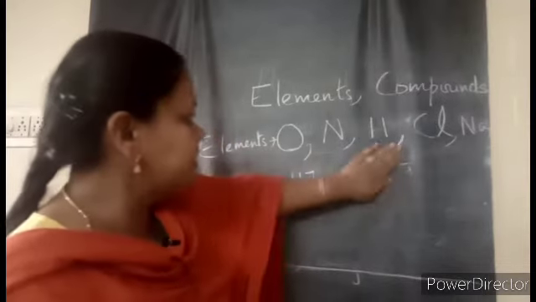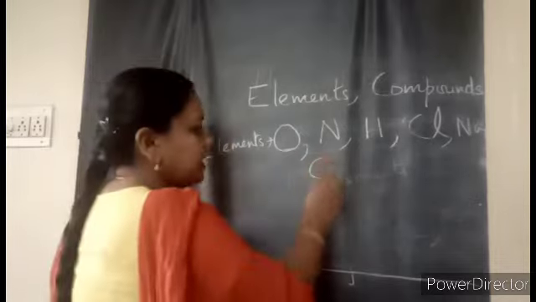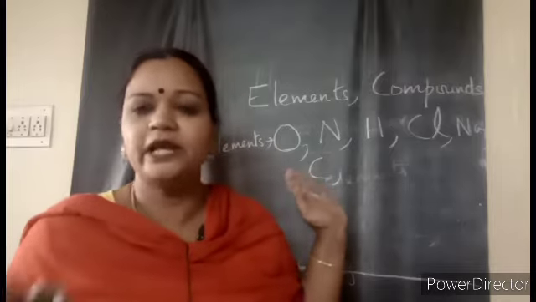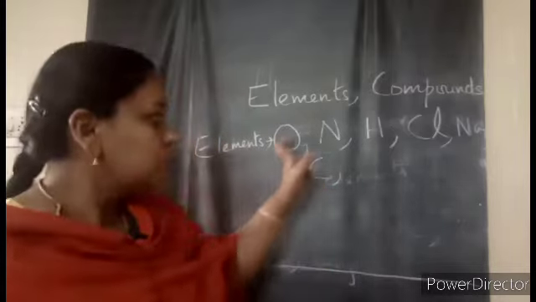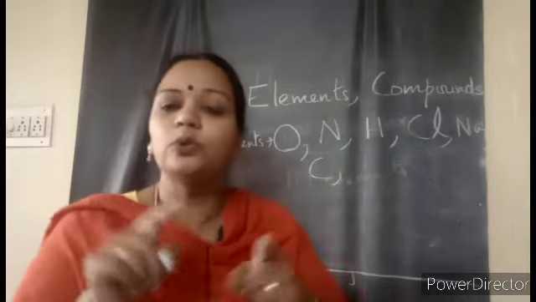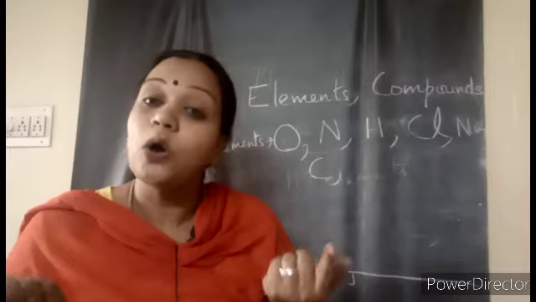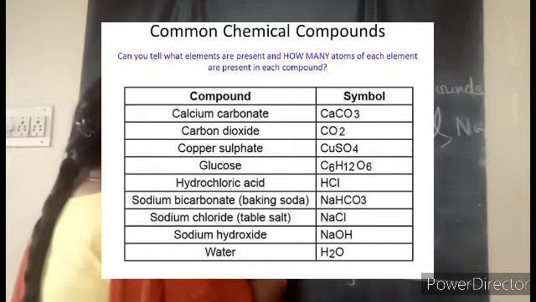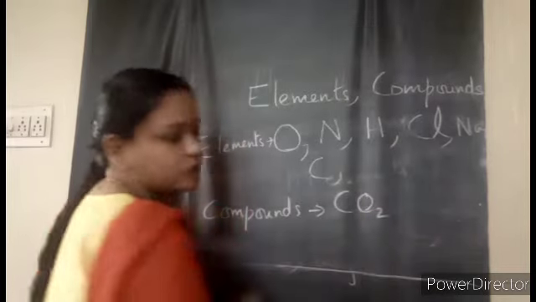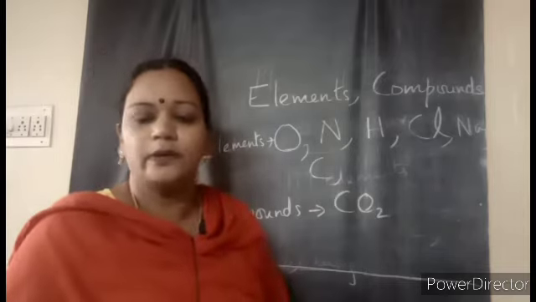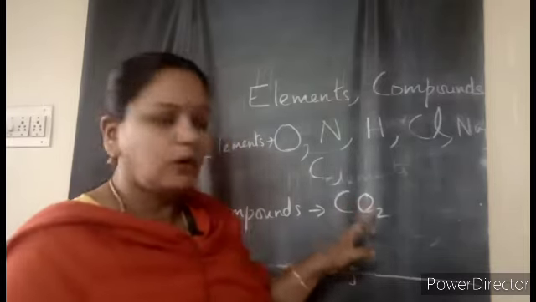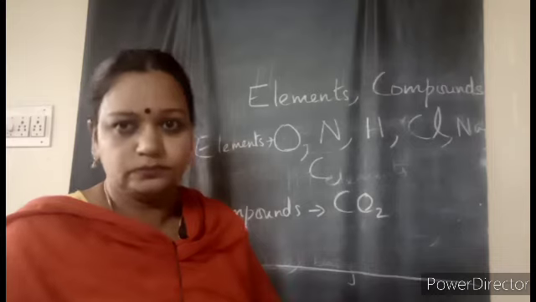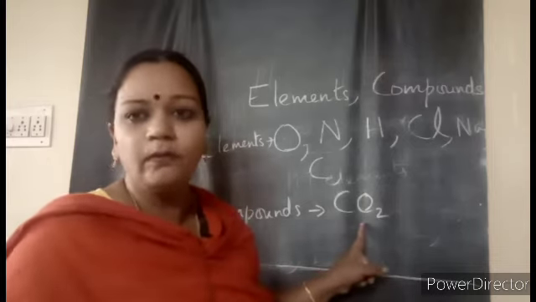Now these elements, what will they do? They will combine. C is for carbon, children. C is carbon. I will give you the symbols of the first 20 elements, and you can learn them. So now, two or more elements will combine and form compounds. Examples: CO2, carbon dioxide. Every time we are hearing about carbon dioxide. See here, carbon and oxygen. Carbon is one element, oxygen is another element. They have combined. Two or more elements combine and form compounds.